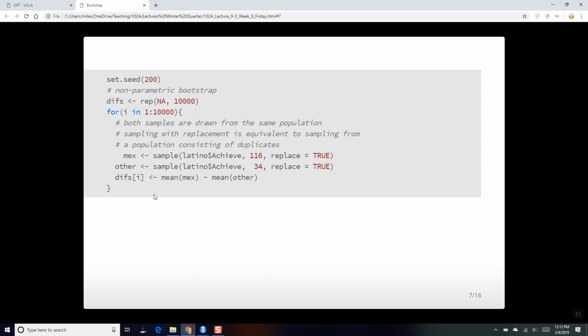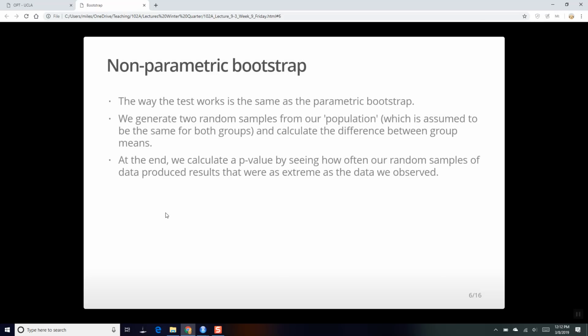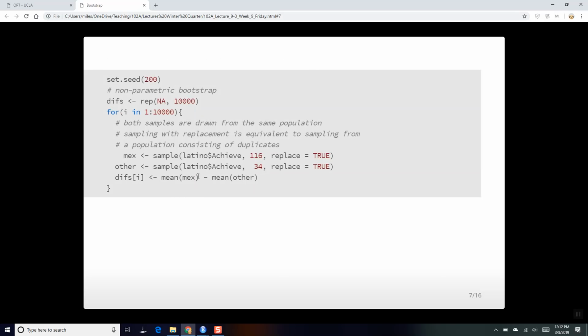We calculate the difference between them because that's how we got this value 5.9. I guess I have it backwards. It should be the mean of Mexico minus the mean of the other. But because it's non-directional, whether it's positive or negative doesn't really matter. We're just taking the difference between these two means.